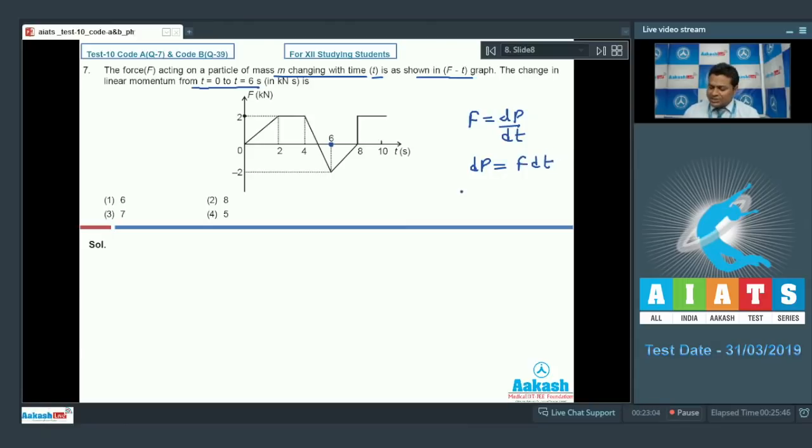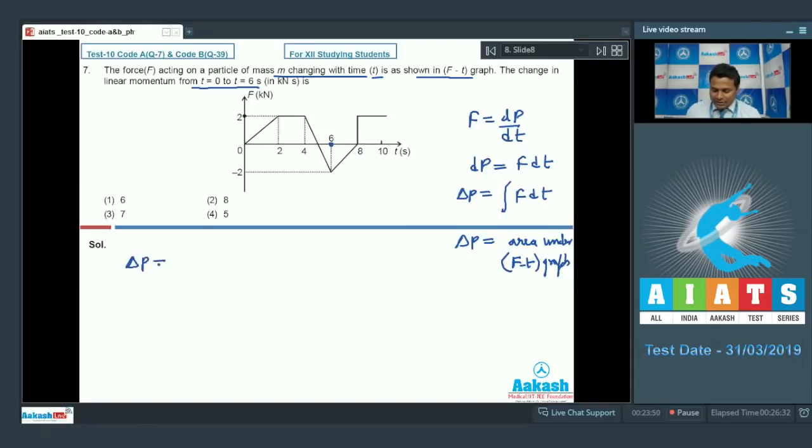So what will be the total change in momentum? Delta P, that is integration of F dt. And if the areas are finite, then we can write delta P as area under F-t graph. So area under F-t graph gives us the change in momentum. So basically we have to calculate change in momentum. It means area under F-t graph up to 6.